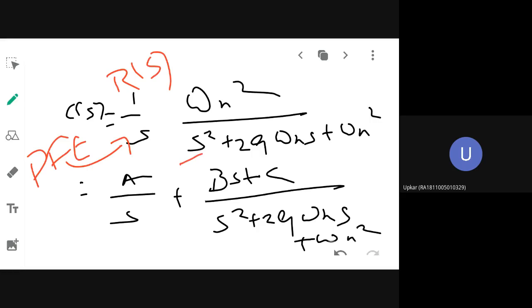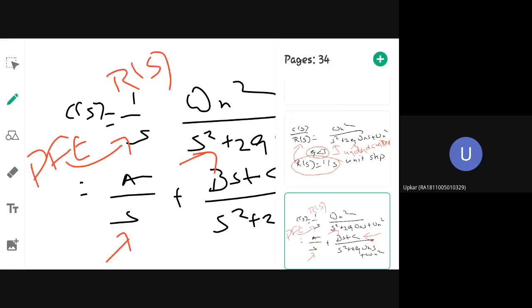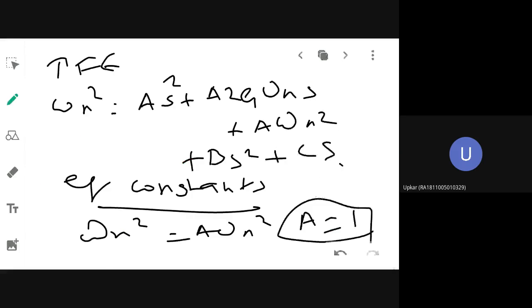Since this is a quadratic equation, the standard partial fraction expansion is to write the equation as A divided by s plus (B s plus C) divided by s squared plus 2 zeta omega n s plus omega n squared. Now we have to take LCM, then equate the coefficients of s squared, s and constants, thereby deriving out A, B and C. So let us do that. Okay, I have taken LCM. So one side I will be having omega n squared, and the other side will be having all these terms.